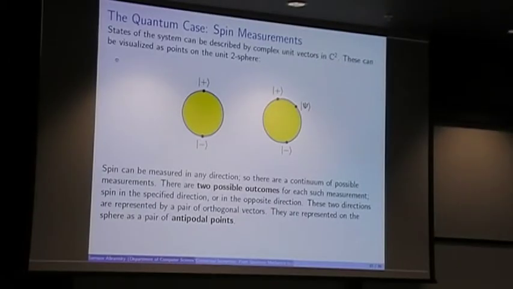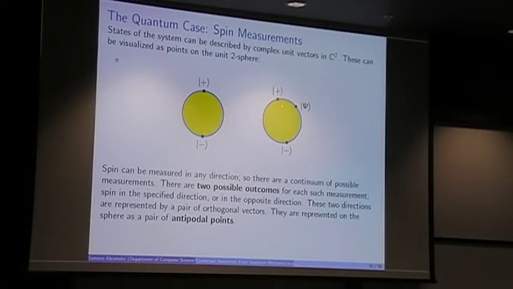So we have spin measurements. I'll show you a better picture of the Bloch sphere soon. We have states appearing on the surface of a Bloch sphere, and we can measure, let's think of spin measurements, they can be measured in any direction. So we define a direction by a pair of antipodal points on the Bloch sphere. I'm just talking about pure states here. It's not the most general case, but this will suffice for our purposes. So we have two possible outcomes for each such measurement.